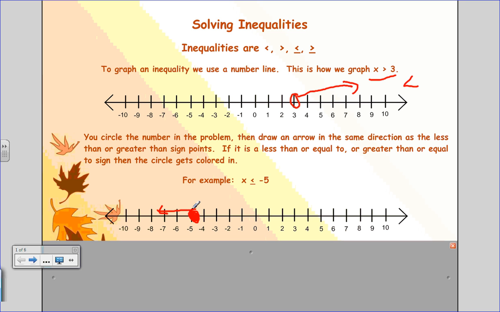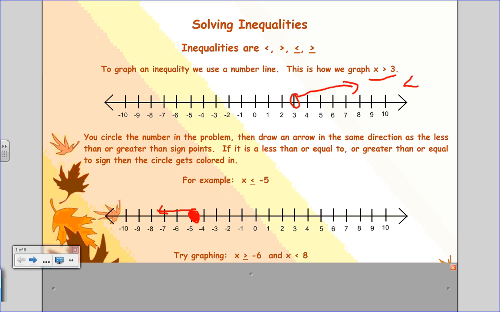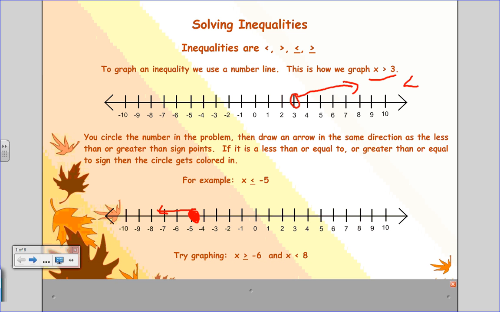By shading in, that tells me that negative 5 is included in this, because negative 5 is equal to negative 5, so that number does make this a true statement. That's what the graph is showing, the numbers that make this statement true. If I pick any number to the left of it, negative 6 is less than negative 5, negative 7 is less than negative 5, and negative 5 is equal to negative 5. So all of those numbers make this statement true. That's what I'm showing on the graph. So it's very easy to graph them. All you have to remember: point the arrow in the same direction as the less than or greater than sign, and if it has the equal to, color it in.